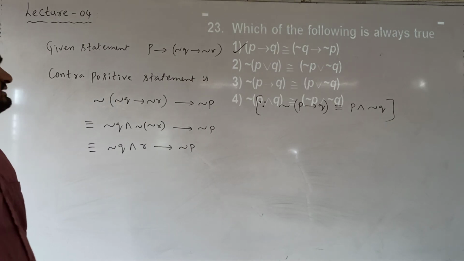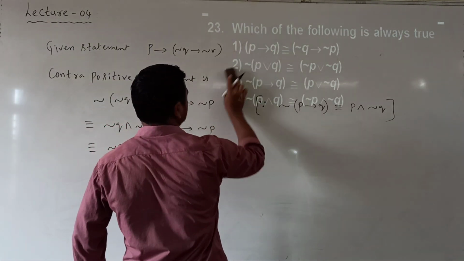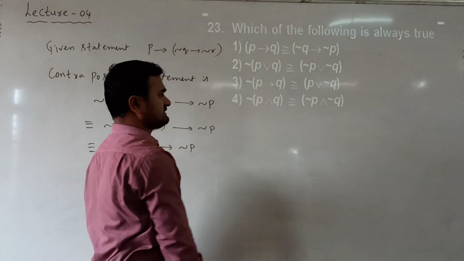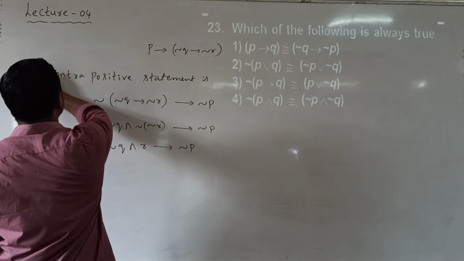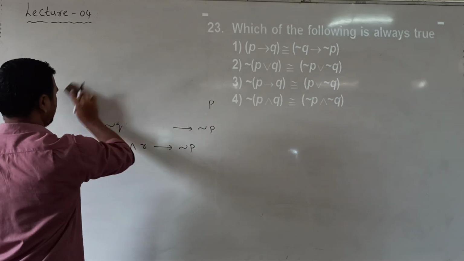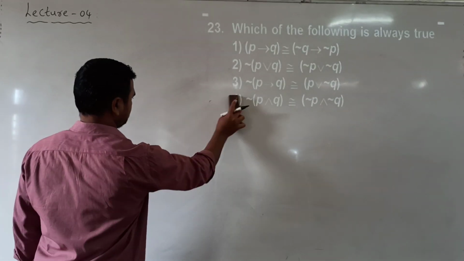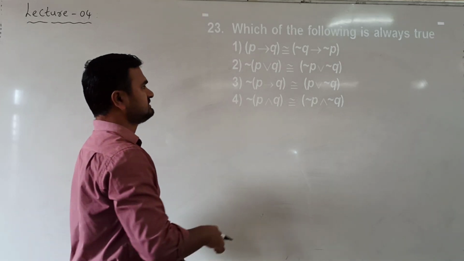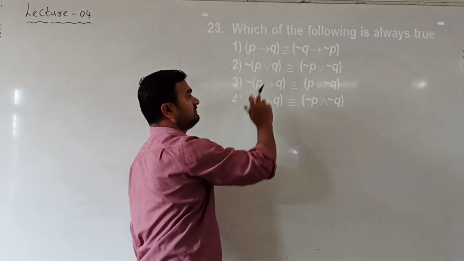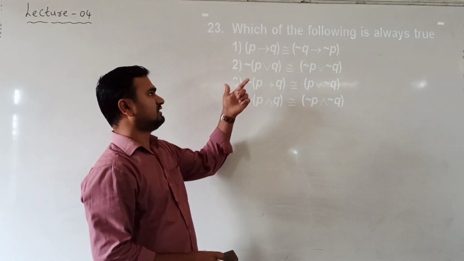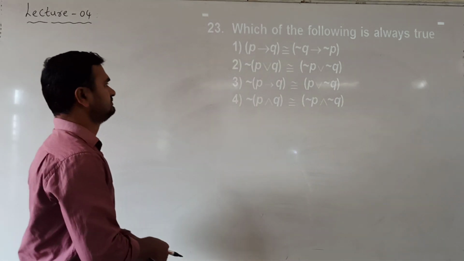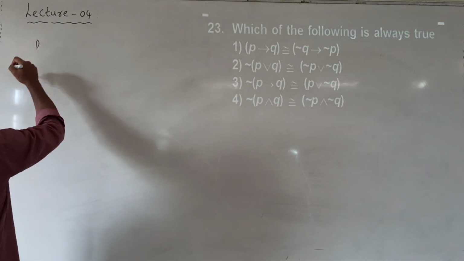Which of the following is always true? So here some logically equivalent propositions are given. Now we have to find which statement is always true. Here the symbol indicates logical equivalence. So we will find which of these options is always true. Okay, so we can take the options and see which option will be true. So take the first option.